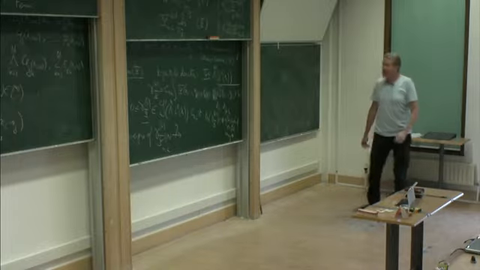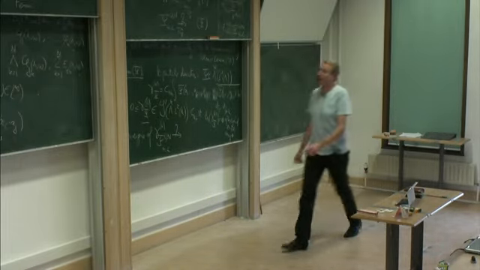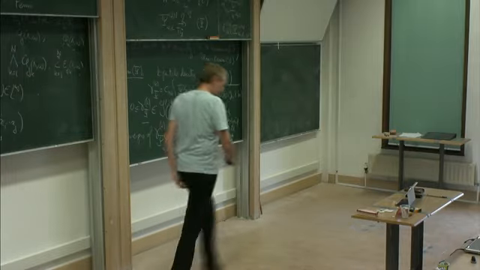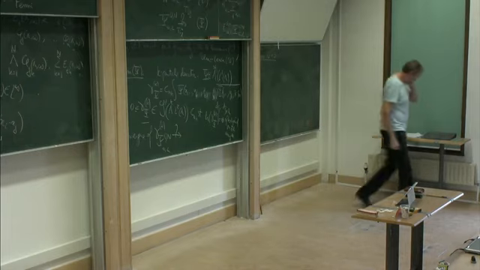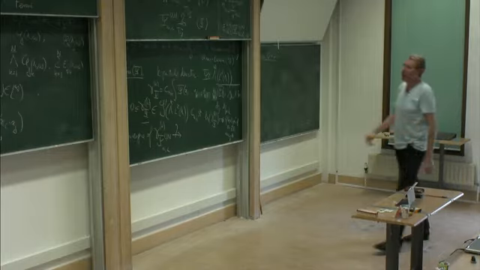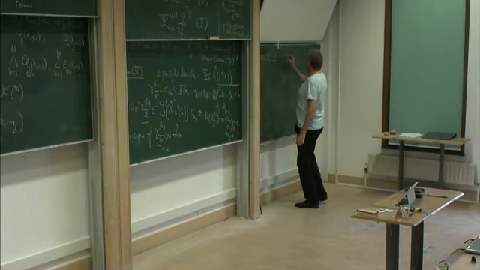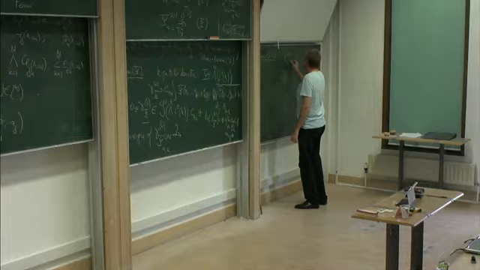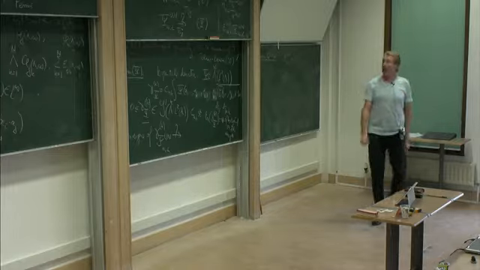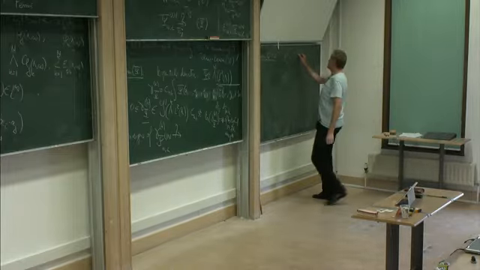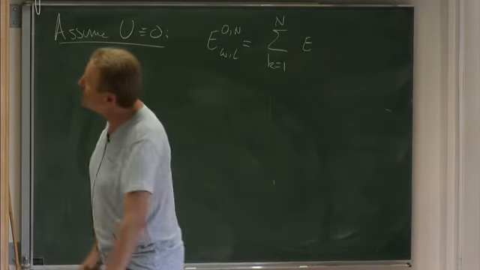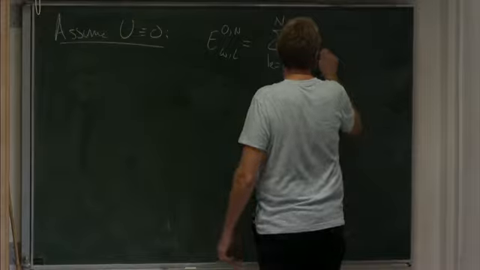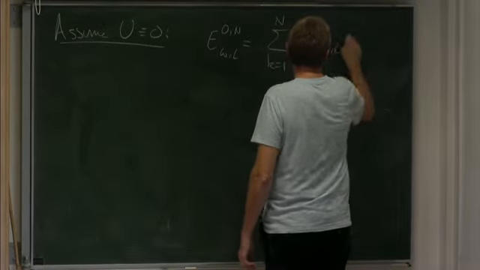But there is one case one can settle with just the knowledge that we already have here. Assume now u equals 0. Let's start with the non-interacting case. So what's the ground state? We know what E0 n omega L is: my eigenvalues being ordered increasingly, this is just a sum from k equals 1 to n of e_k omega L.